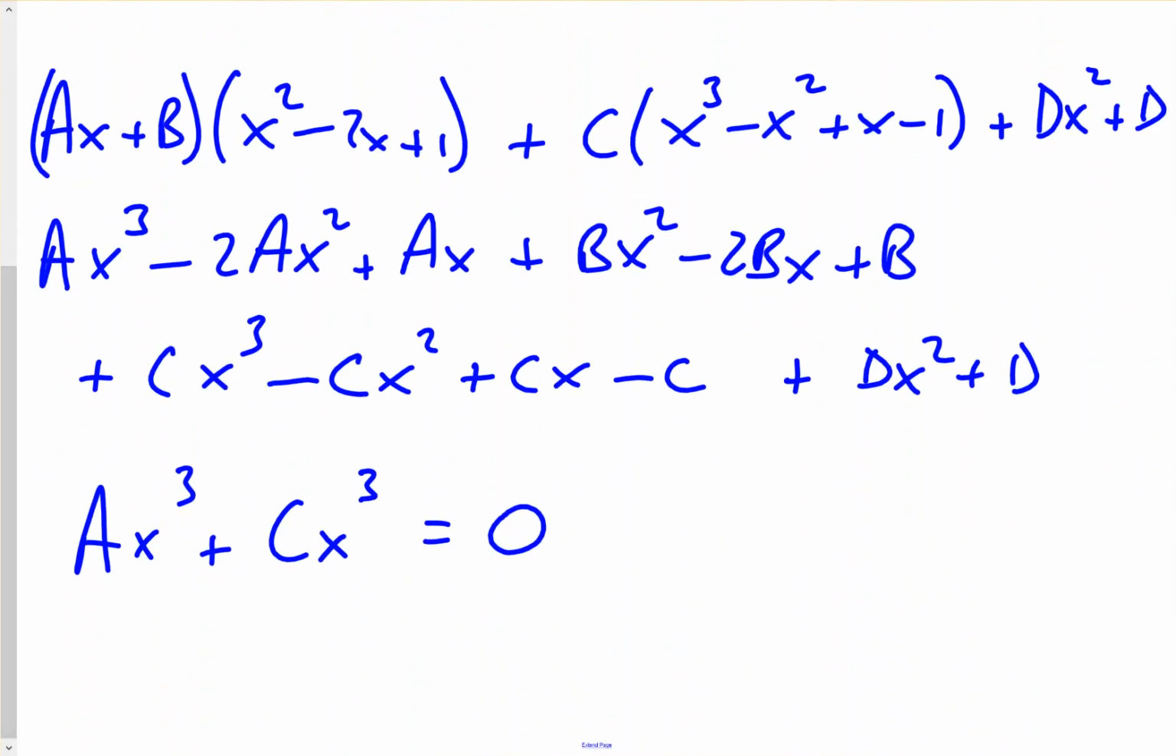So let's see what we have here. Those are gone. So we have x squared, so negative 2, let me circle or underline, negative 2ax squared plus bx squared minus cx squared plus dx squared, that has to equal 0. Okay, so negative 2a.